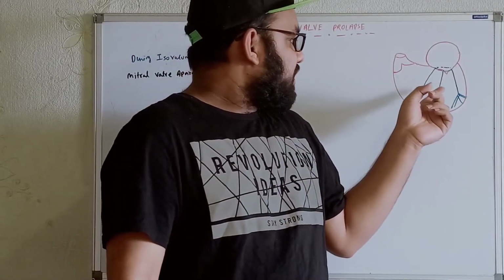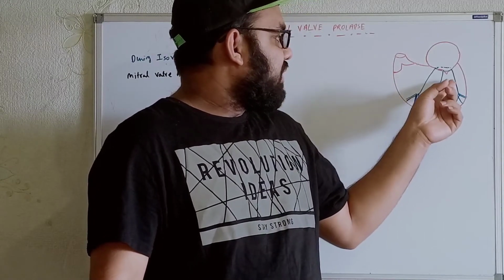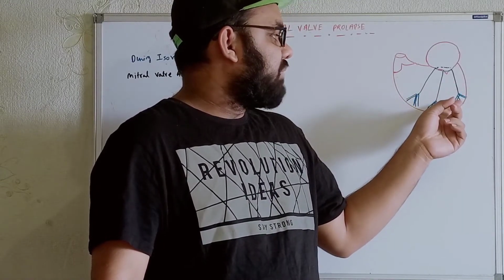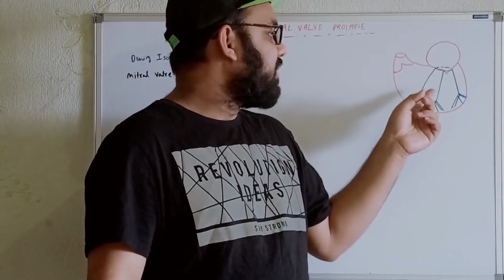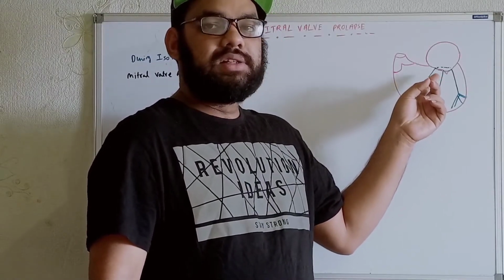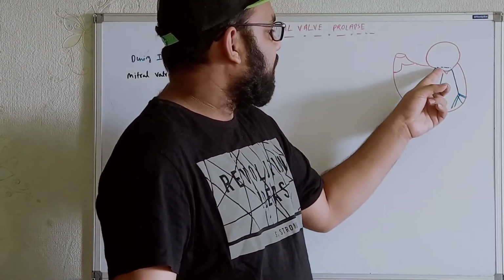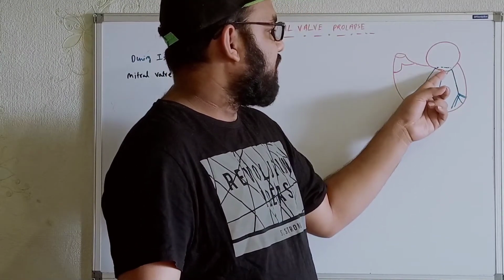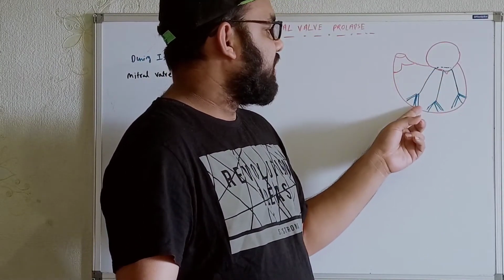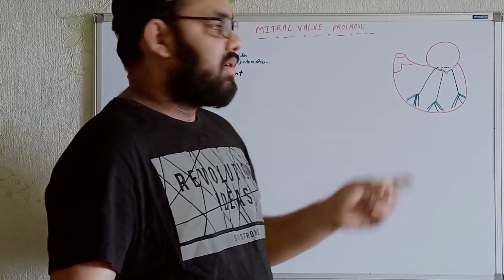Now these structures you can see over here: this is the chordae tendineae, this is the papillary muscles. This will inhibit the bulging out of the mitral valve upward. So this whole structure, from the fibrous ring of the mitral valve to the whole structure, is known as the mitral valve apparatus.